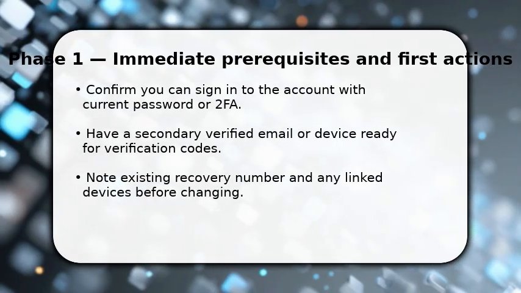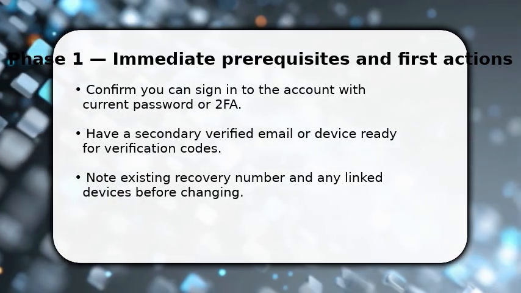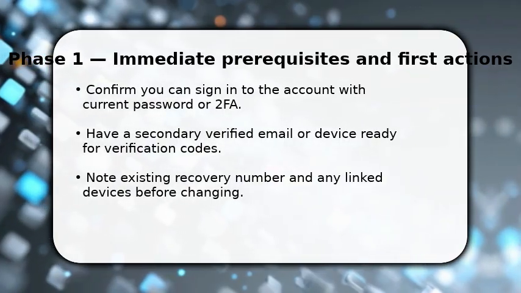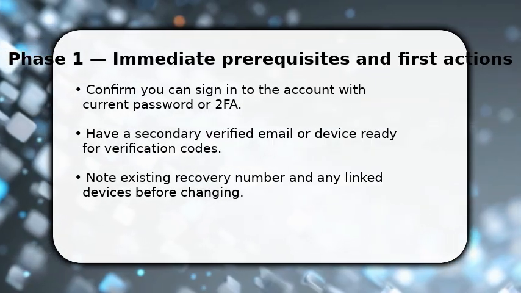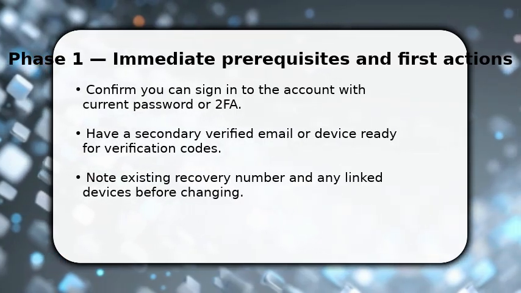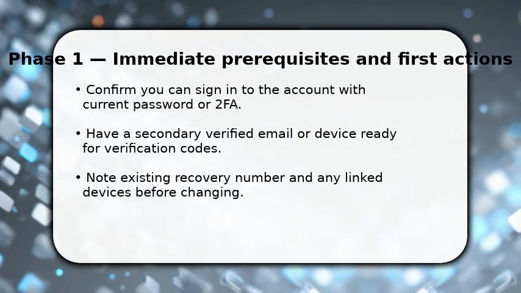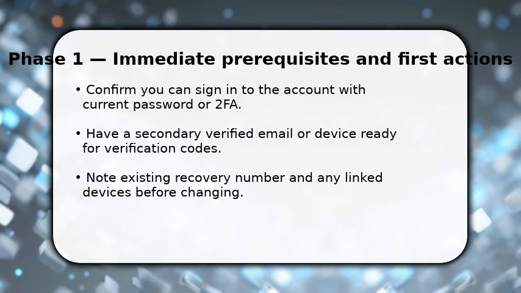You start by proving control. Sign into the account and enter your password so you can change recovery settings. Once done, use a secondary email or device to accept verification codes. This prevents lockout. Make sure to note the old recovery number and any linked devices so you won't accidentally remove your last way back in. This is critical because removing the only recovery option can require long support processes.